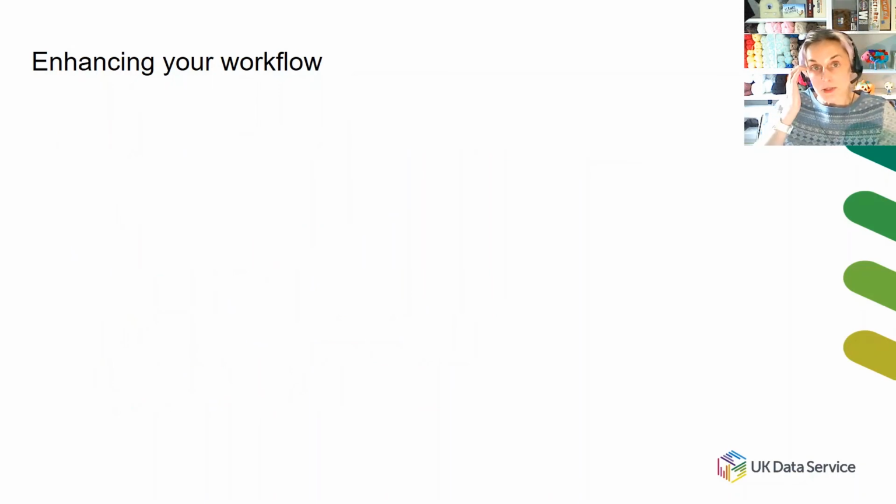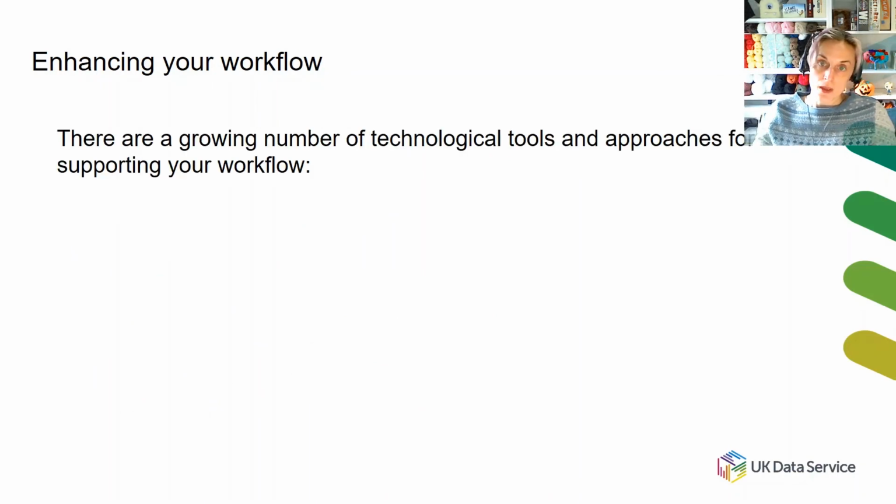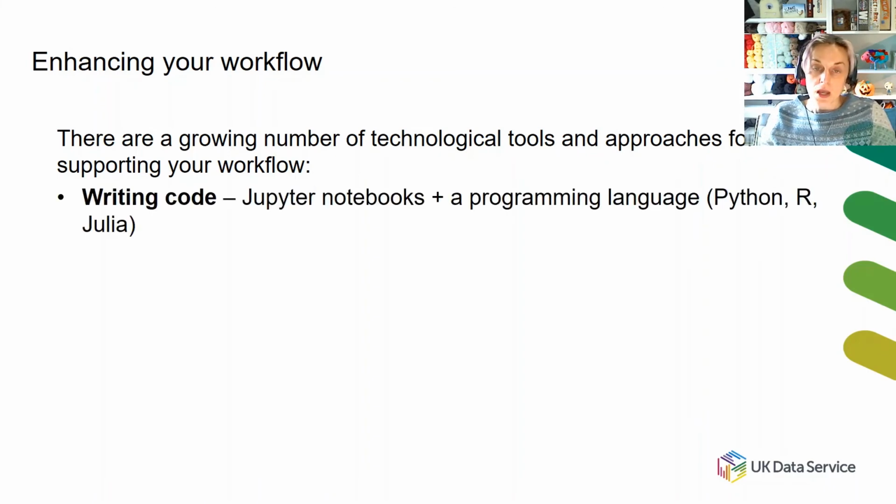Now, to help you do that, there's a few things you ought to know. There's a lot of technological tools and approaches to support your workflow. Writing code, for example, we've already talked about this. Using languages matters, but also your choice matters. Some programming languages are easily accessible, free to download, open source. Others are proprietary. So if you want to write a process in SPSS, someone has to have an SPSS license to use your process, whereas R is free to download.